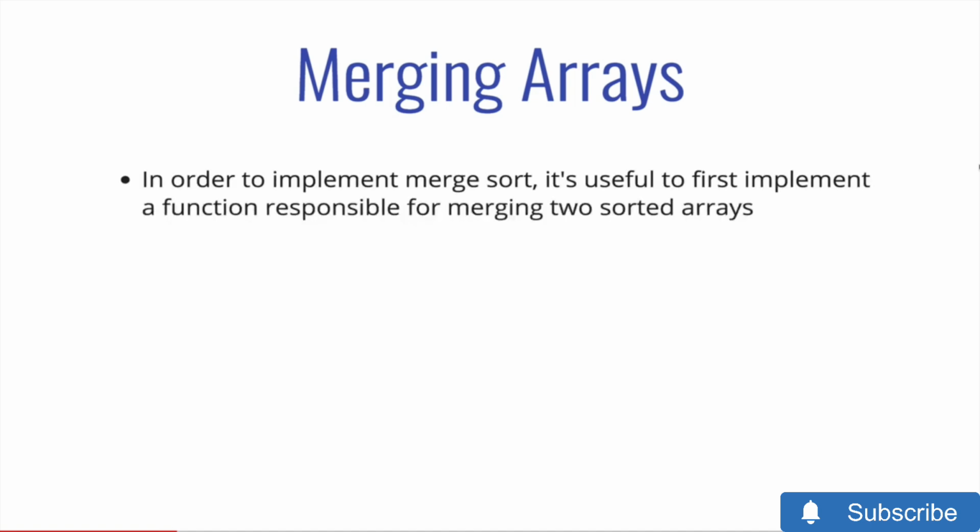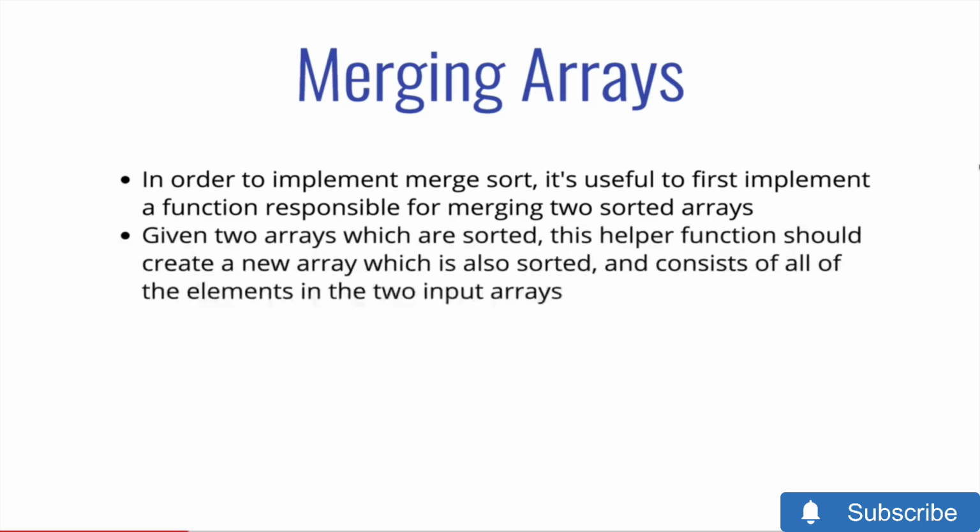This part's, well, personally, I always hate saying if something's hard or easy, but I think the logic for this one makes sense. So we'll walk through it though. I have pseudocode. So I jumped the gun on my slides. Yes, it's useful to first implement a function responsible for merging 2 sorted arrays. Given 2 sorted arrays, the helper function should create a new one, which is also sorted. And yeah, it's important. It needs to consist of all the elements in the 2 input arrays.